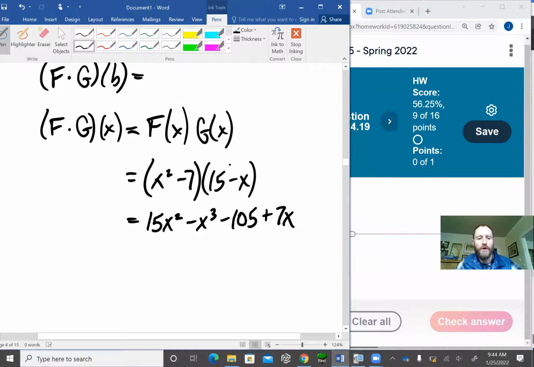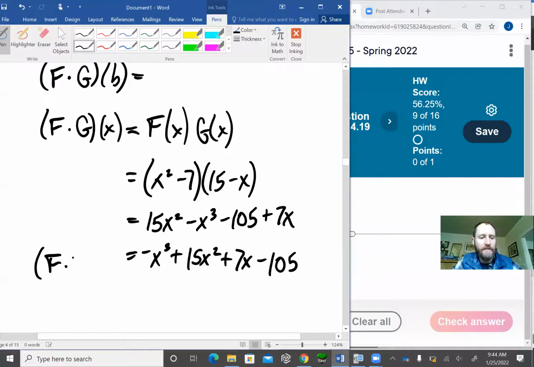Okay, so let's put this in our standard form, right? Descending powers of x. So negative x to the third plus 15x squared plus 7x minus 105. Okay, and then we'll write out here again. So that's f times g of x.